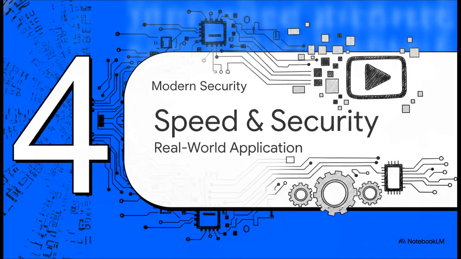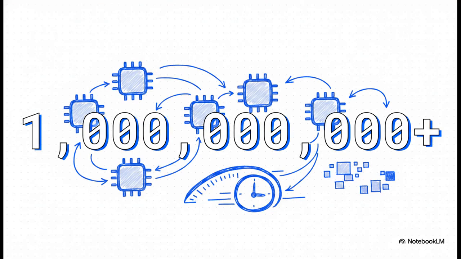Which leads us to part 4, speed and modern security. Because you might be wondering, okay, I get how a loop adds numbers recursively, but how does that translate into something as complex as decompressing the video stream you're watching right now? How does simple counting translate into art? The answer to that is speed, literally billions.